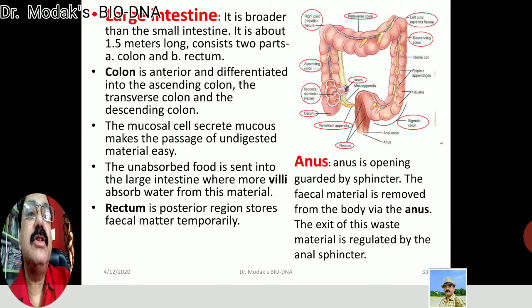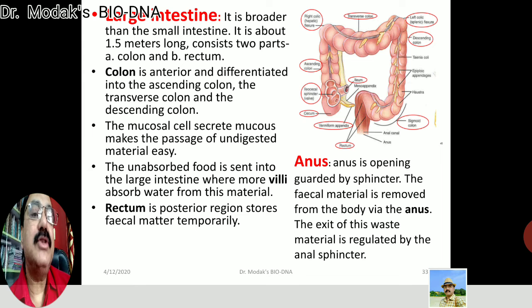Okay, so this is the small intestine. Now this is the large intestine. It is said to be large because its diameter is comparatively large. It is about 1.5 meters long, broader than the small intestine tube, and it consists of two parts, colon and rectum. Colon is anterior and differentiated into three parts: ascending, transverse colon and descending colon.